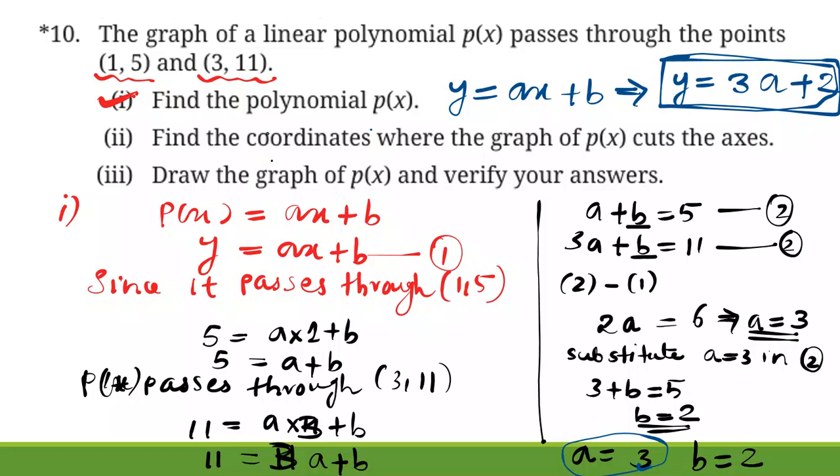Understood? Okay. Now we are moving to the second sub-question: the coordinates where the graph of p of x cuts the axes. Our equation is y is equal to 3x plus 2. It is not a supposition, it is our equation itself. So if it is our equation, it cuts both the x-axis and the y-axis, right?